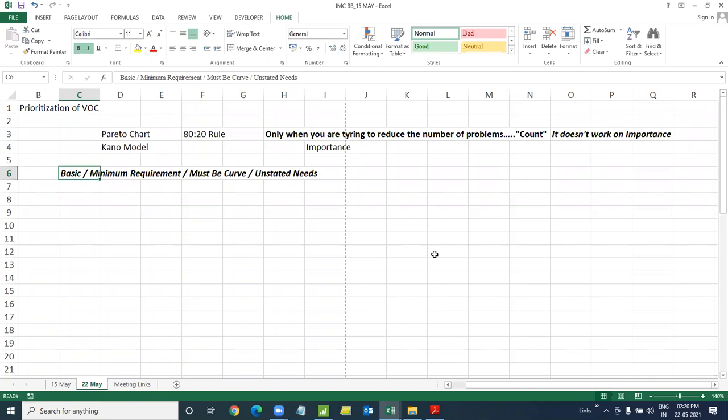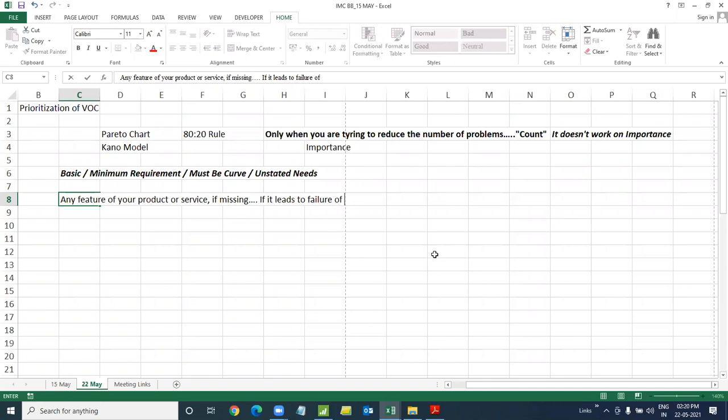Now what is this curve going to do? Any feature of your product or service which, if missing, leads to failure of the product or service, should be put on the must-be curve.